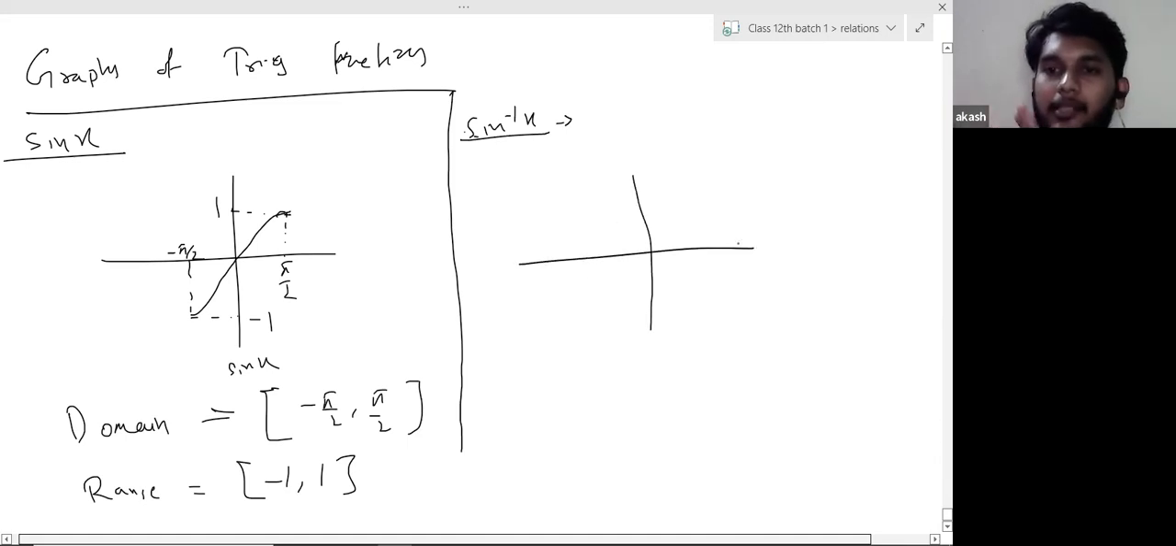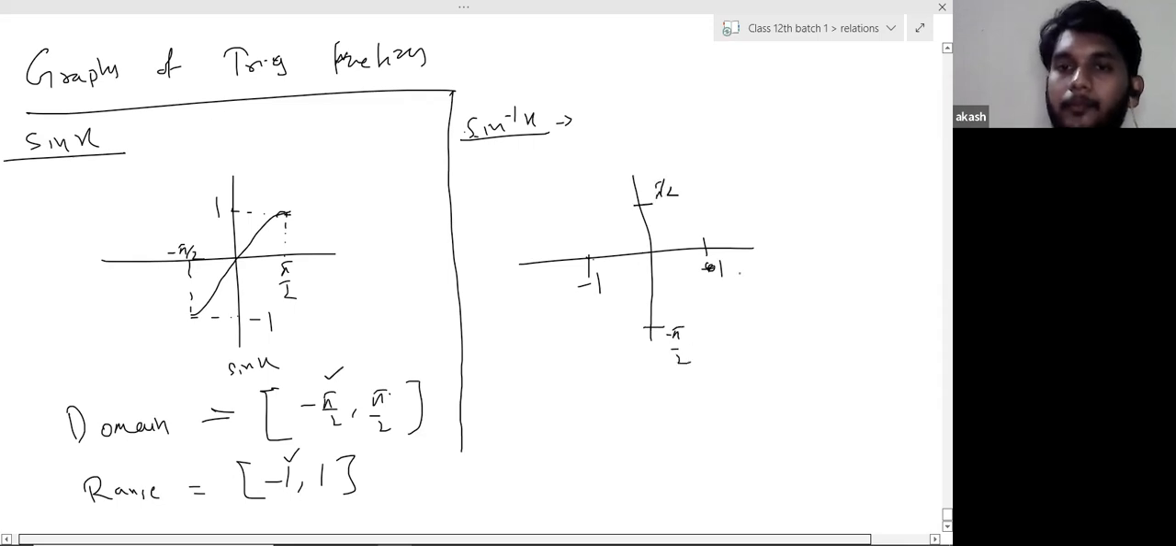See, sine inverse x is just the opposite of sin x. So the domain will become the range, and the range will become the domain, right? So this is 1, this is minus 1. If you put minus 1, then this graph will give us minus pi by 2. And if you put 1, then this graph will give us pi by 2. So at 1 we will reach pi by 2, at minus 1 we will reach minus pi by 2. So the graph becomes something like this. All right, this is the graph of sine inverse x.